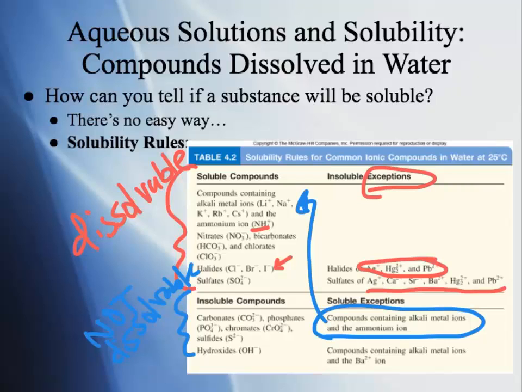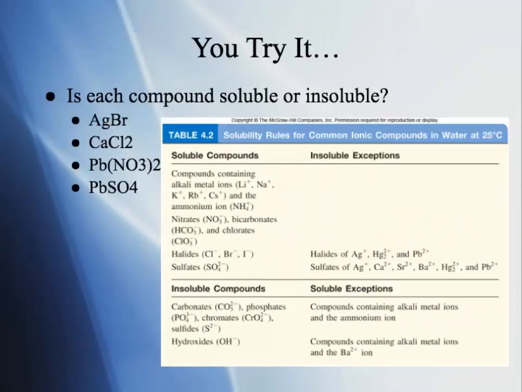Also, hydroxides are usually not soluble, except again if they're hooked up with alkali metals or the barium ion. Then they do become soluble. So like NaOH is soluble, because Na is an alkali metal, but calcium hydroxide is not soluble because it's in group 2 instead of group 1. Again, you do not need to memorize this table, you just need to know how to use it and when to use it. Here are some for us to try together. We have to figure out if these are soluble or insoluble.